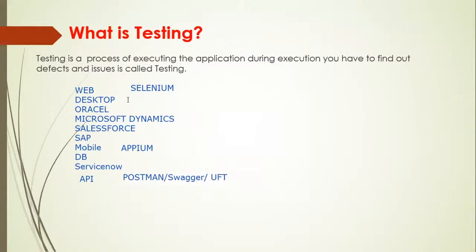Okay. What about desktop applications, team? For desktop applications, we use one automation tool. UFT, QTP. Exactly. QTP and UFT are both the same. The name is different from version to version. Earlier, in the initial stage, it was QTP. Later, they modified QTP to UFT, Unified Functional Test.